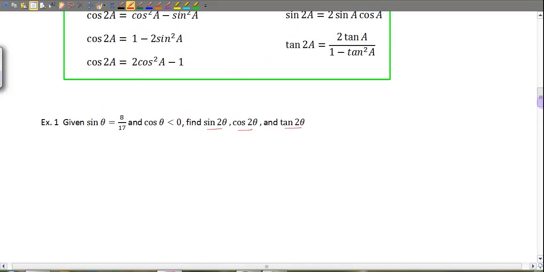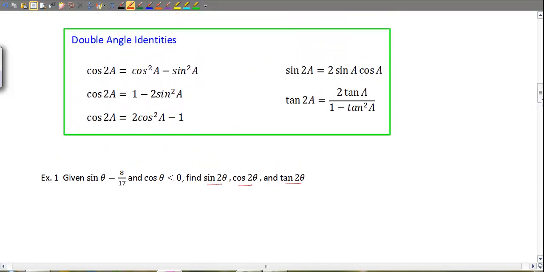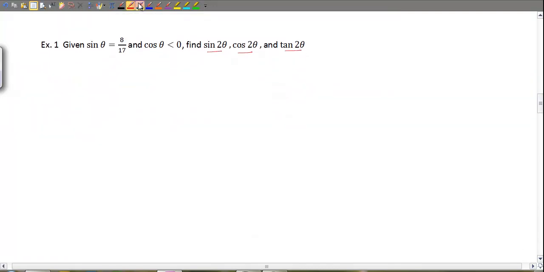Let me go back up. If I want to find the sine, the tangent, and the cosine of 2 theta, you can see in all of these that I'm going to need to know not only sine theta, but cosine theta and tangent theta to be able to plug into these identities and solve, and figure out what's being asked. So having said that, that's the first thing that we're going to do. We want to find cosine and tangent of theta, given what sine theta is here.